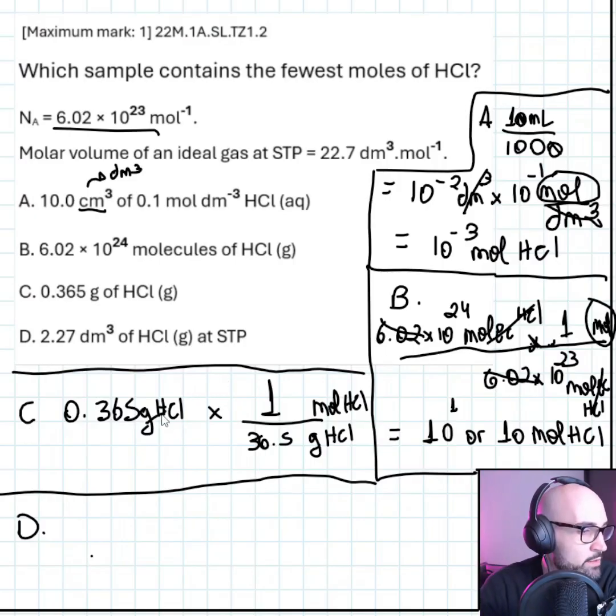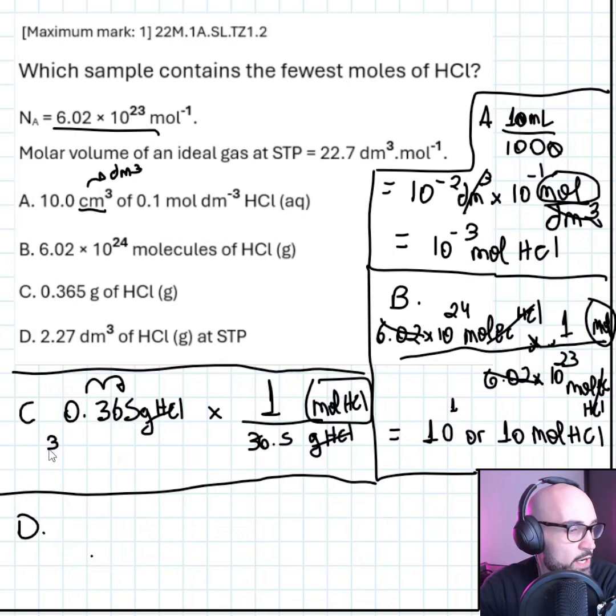But now grams of HCl is going to cancel out with grams of HCl, and I'm going to be left with my real unit. Now 36.5 and 0.365. If I advance this dot 2 places, I'm going to have 36.5 times 10 to the negative 2 divided by 36.5. And that is going to give me 10 to the negative 2 moles of HCl. Great. So A is winning.